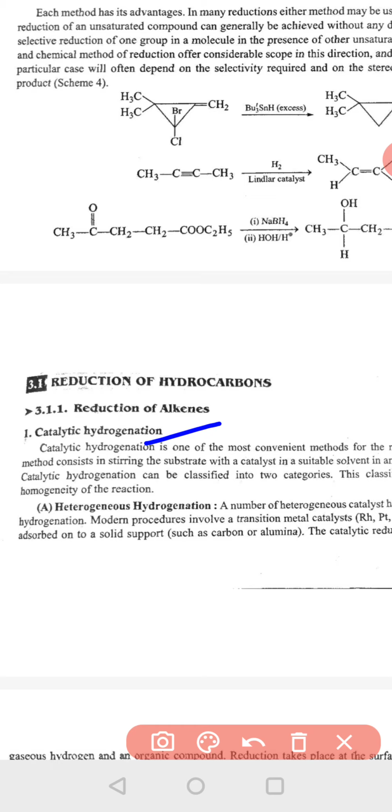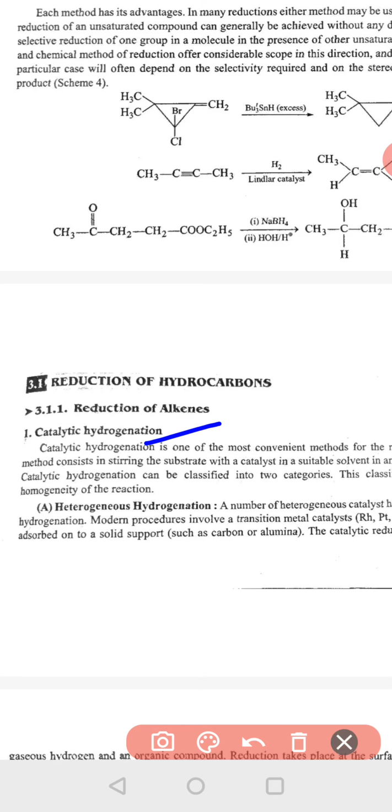A number of hydrogenation catalysts are used for catalytic hydrogenation. Nowadays, we use a transition metal catalyst such as rhodium, platinum, palladium, etc. These catalysts are adsorbed on a solid support such as carbon or alumina. The catalytic reduction takes place between gaseous hydrogen and an organic compound.